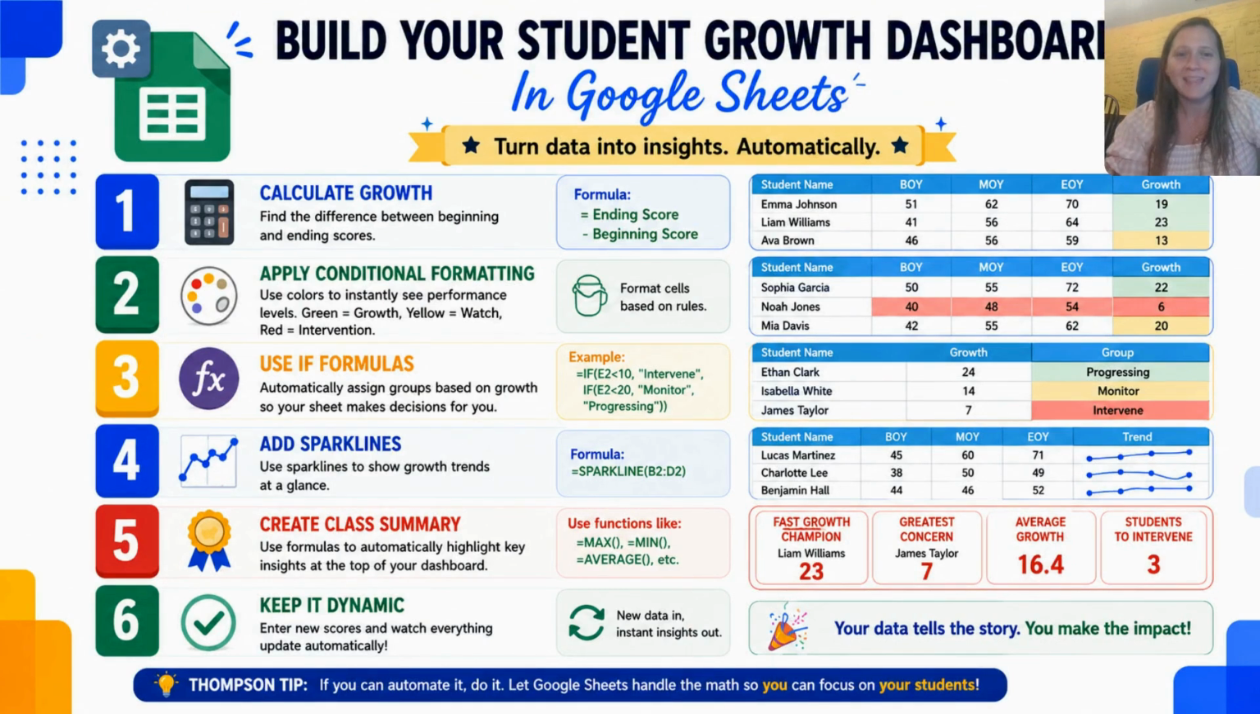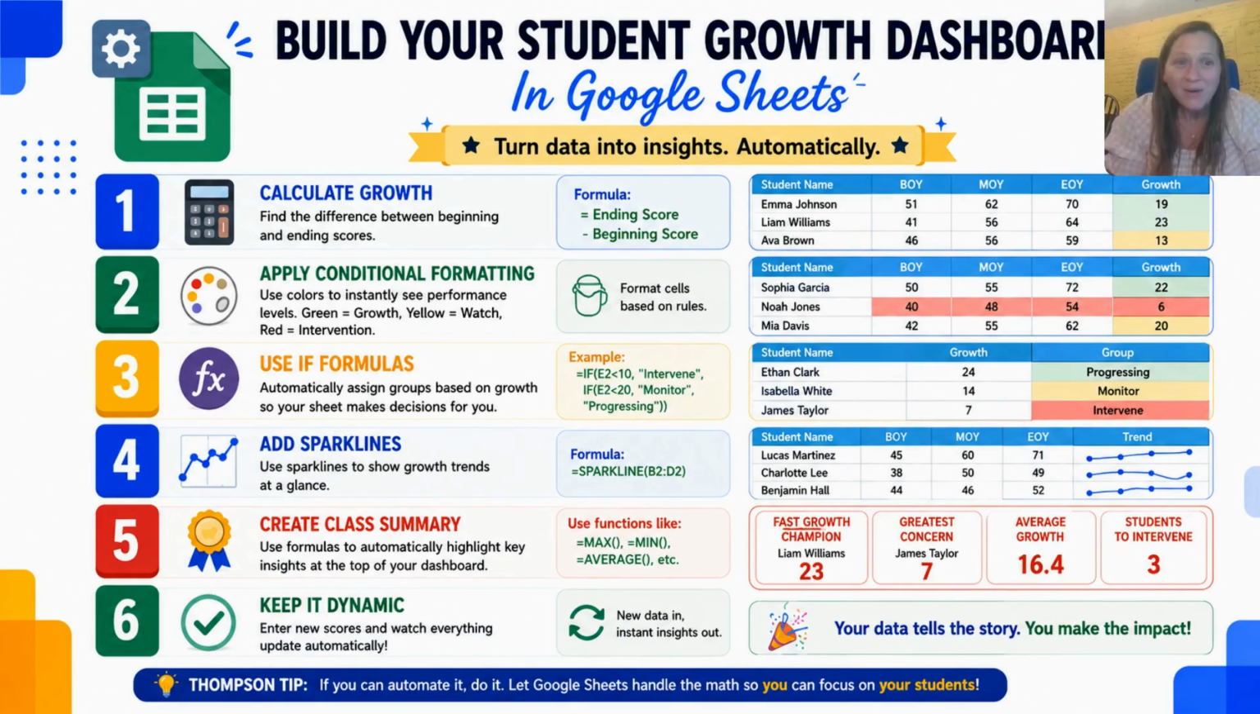Okay, folks, that is it. Please feel free to use my little cheat sheet here that I've provided for you. But we calculated growth, we applied conditional formatting, we used those if formulas, spark lines, and we created a class summary. Remember, when it comes to Google Sheets, if you can automate it, do it. Let Google Sheets handle that math so you can focus on your students.